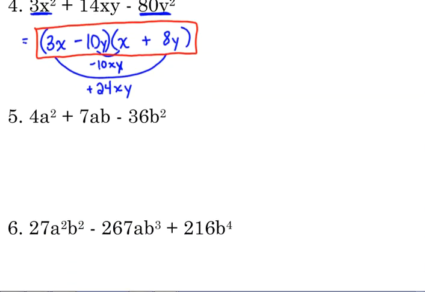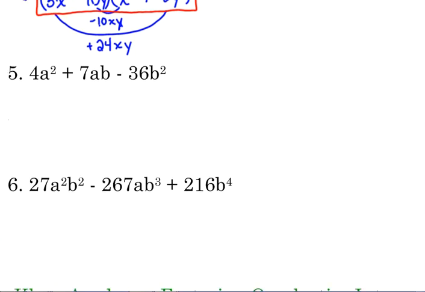Okay, I want to do a couple more like this to make sure we've got it. Number 5, 4a squared plus 7ab minus 36b squared. Same question: do they all have something in common? No. 4, 7, and 36 do not have a common factor. All of them don't have an a. All of them don't have a b. So let's go to 2 sets of parentheses.